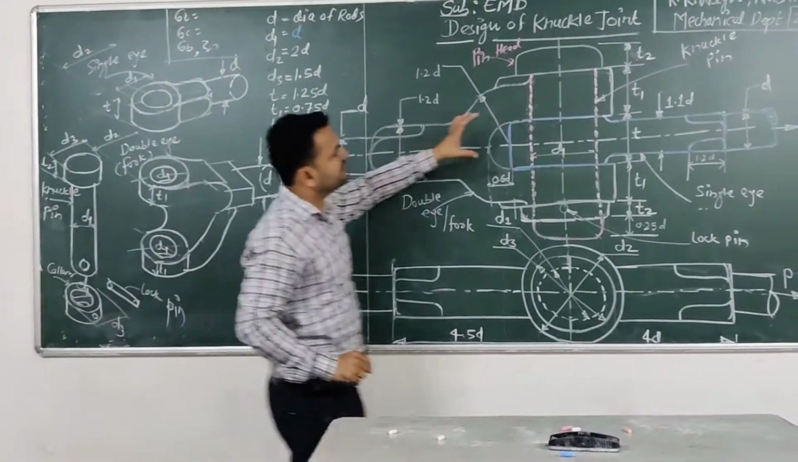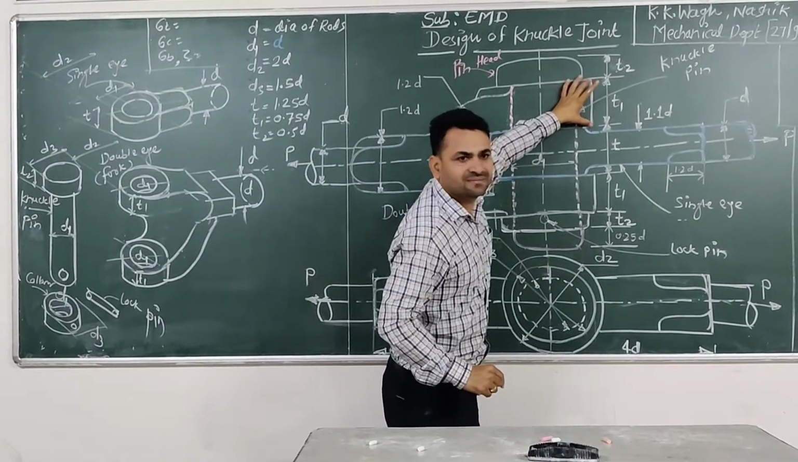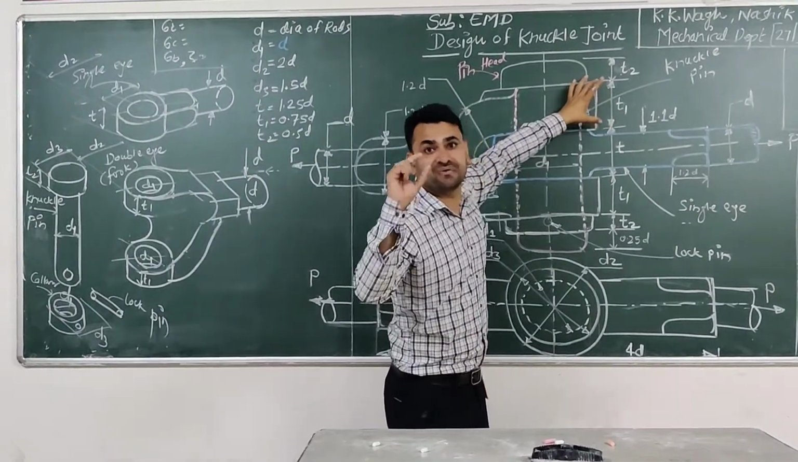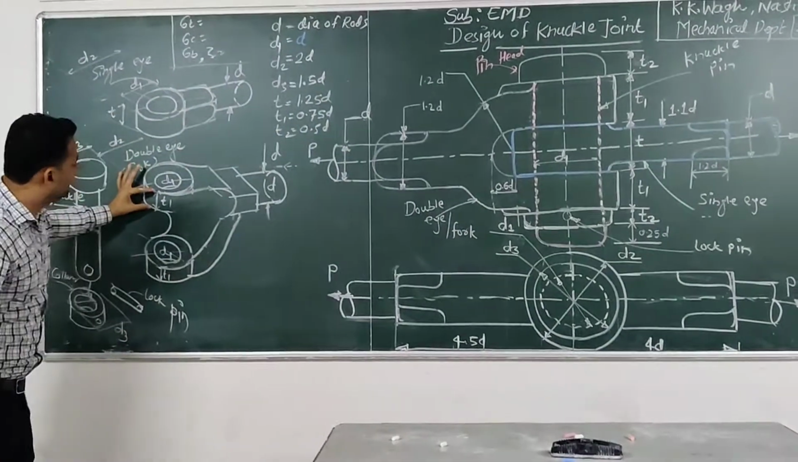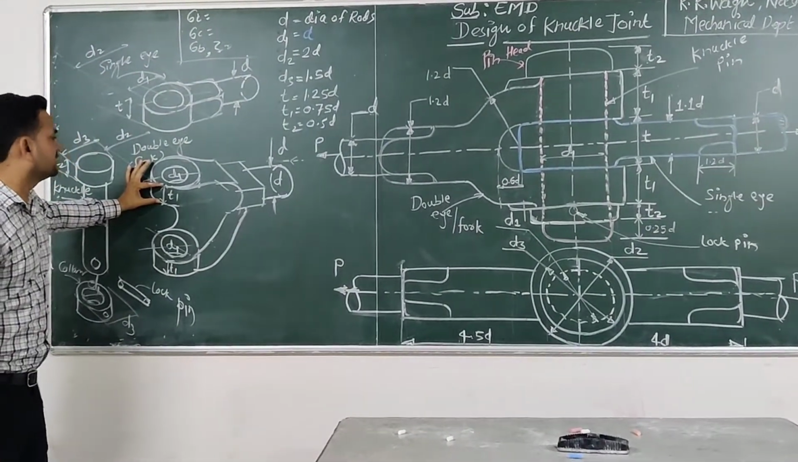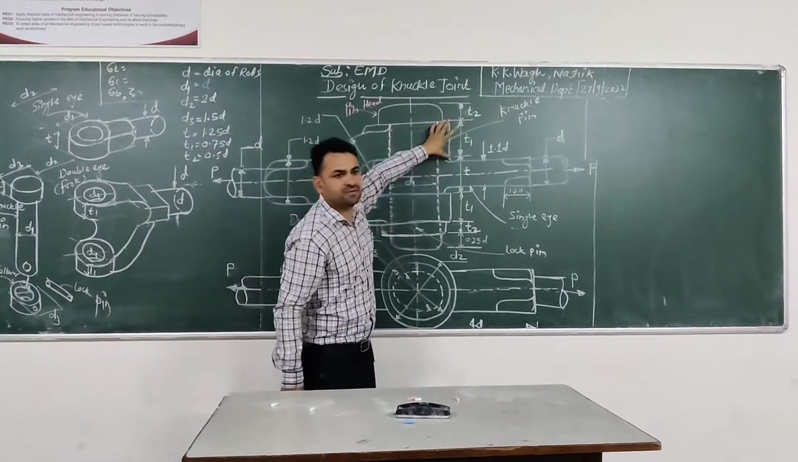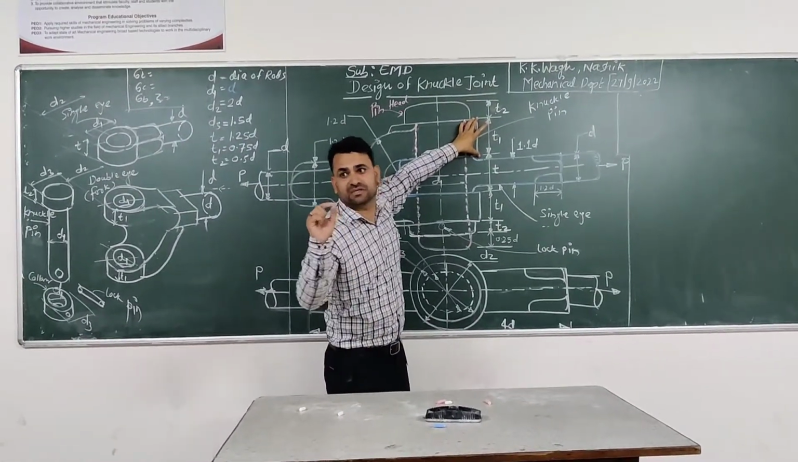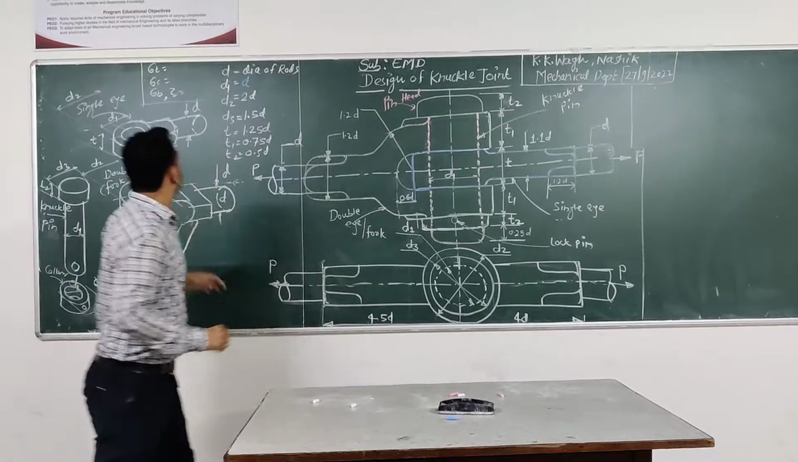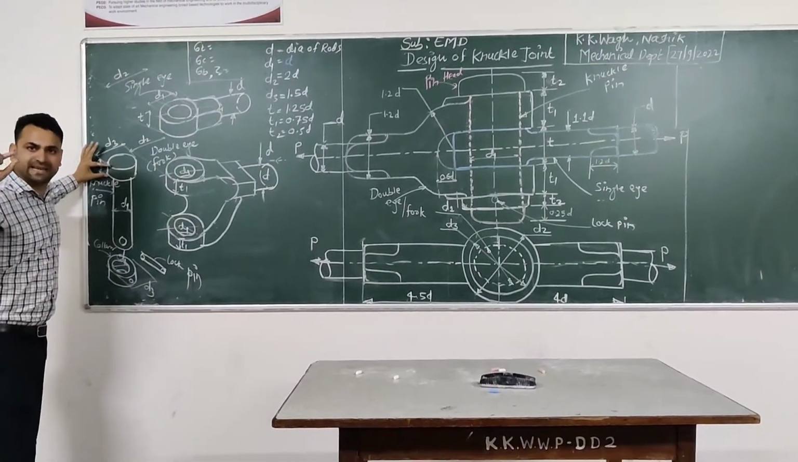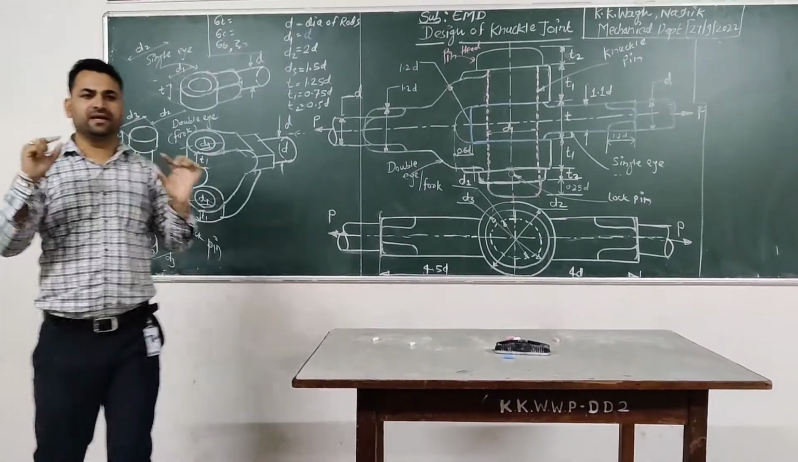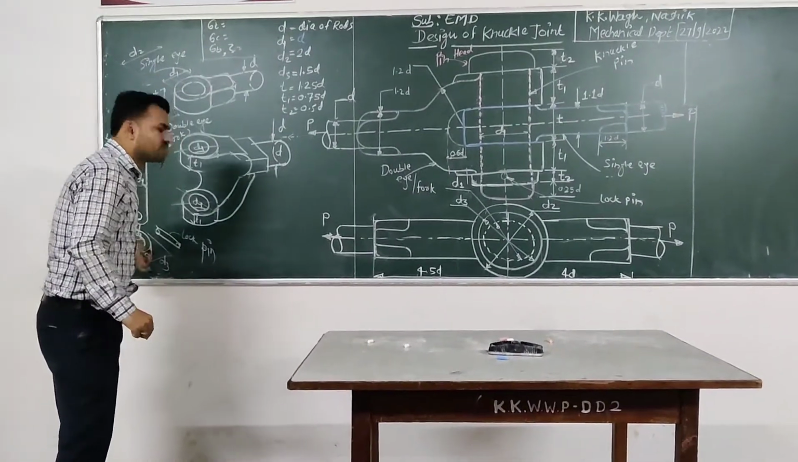Similarly, double eye is there. So T1 is equal to what? Thickness of double eye. Here we can see T1 is equal to thickness of double eye. And finally T2 is equal to what? Thickness of the pin head, or thickness of collar.